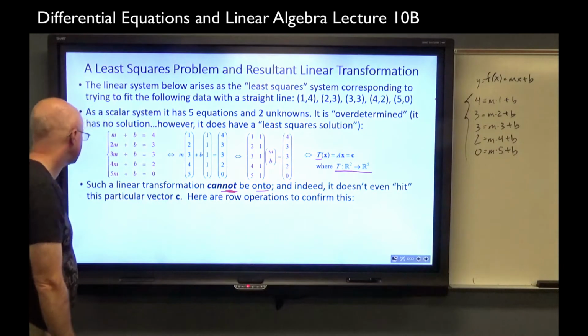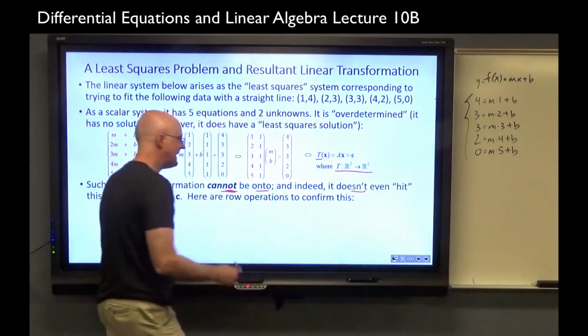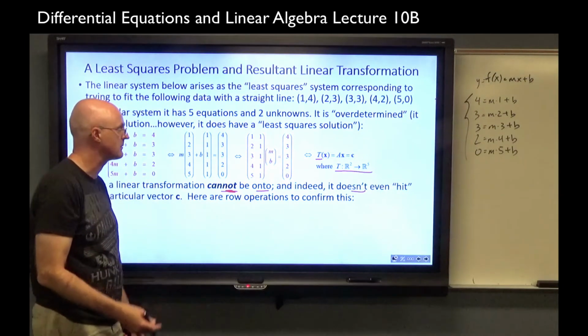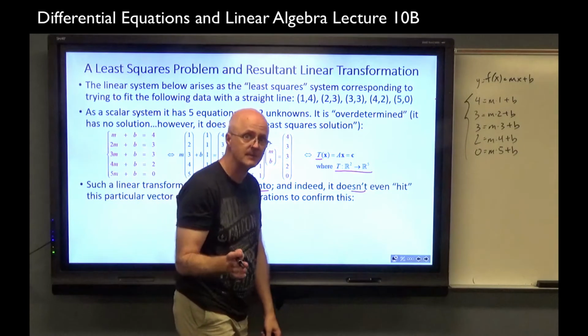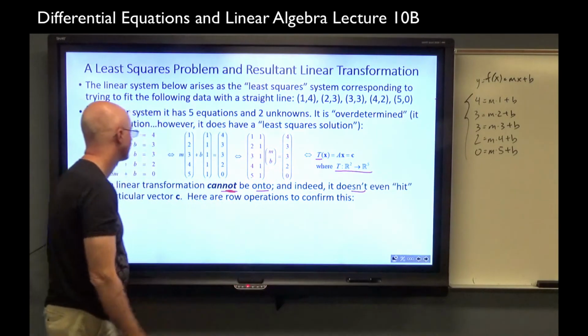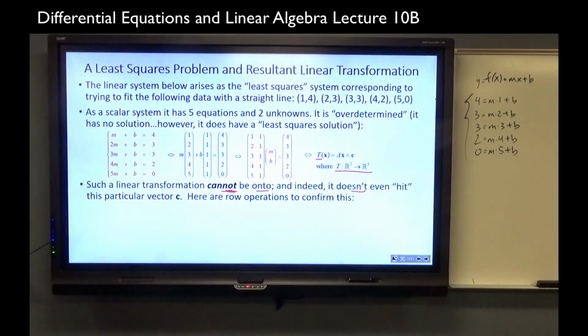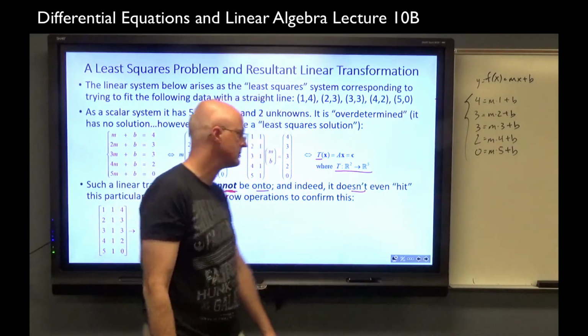In fact, it doesn't even hit the particular vector c. By hit, I mean there's no x such that T of x equals c. There's no solution of this equation for x. We'll find an approximate solution, but not an exact solution. But how do you confirm for sure that it's not onto? That this particular c is not hit? You have to do row operations on an augmented matrix, like we've been talking about recently as well.